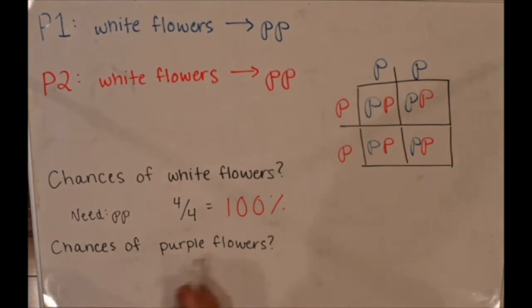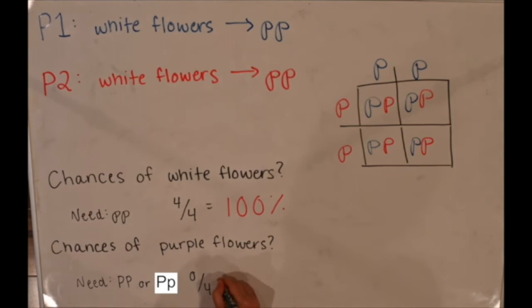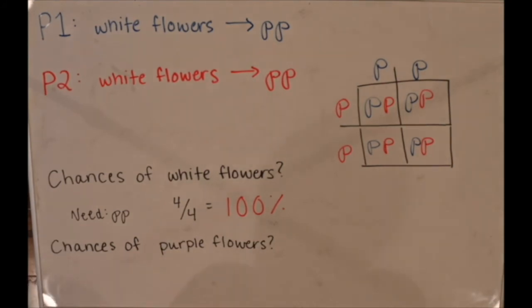Similarly, we can answer the question of what are the chances of purple flowers. We can do what we did before and just count all instances of the required genotypes for purple flowers in the Punnett square, and we would get 0 successes out of 4 possible outcomes, being 0%.